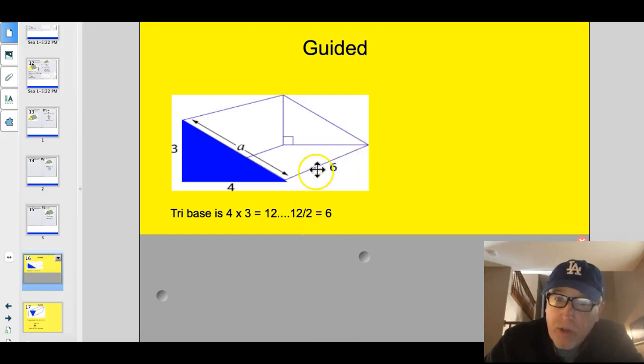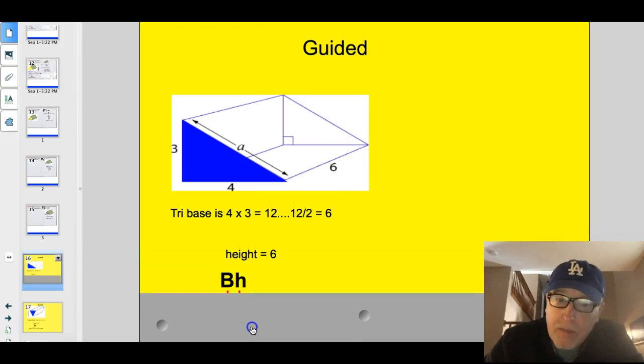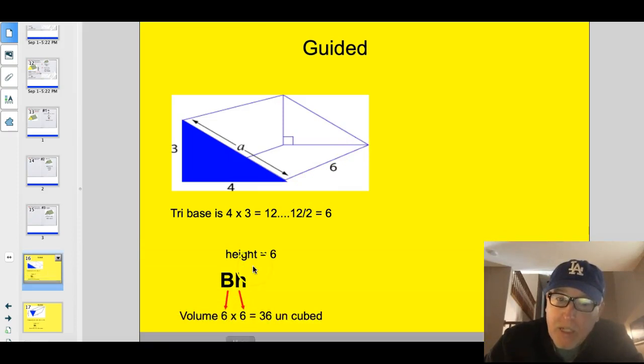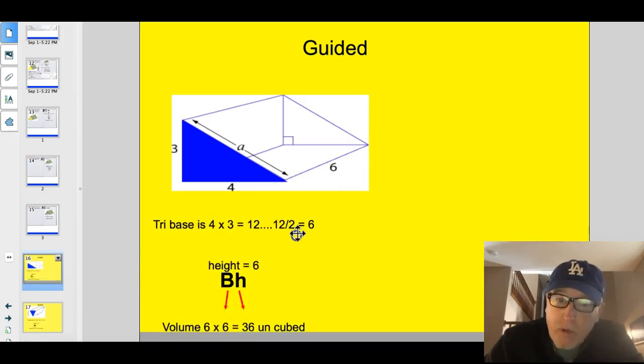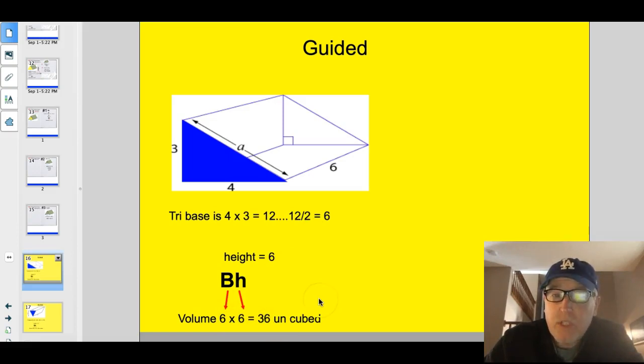Here's the other number here. Here's the height of the prism. So we just pop that in. Big base times height. Here's the base at 6. The height at 6. 6 times 6 is 36 units cubed. Okay? Take a look at another one.